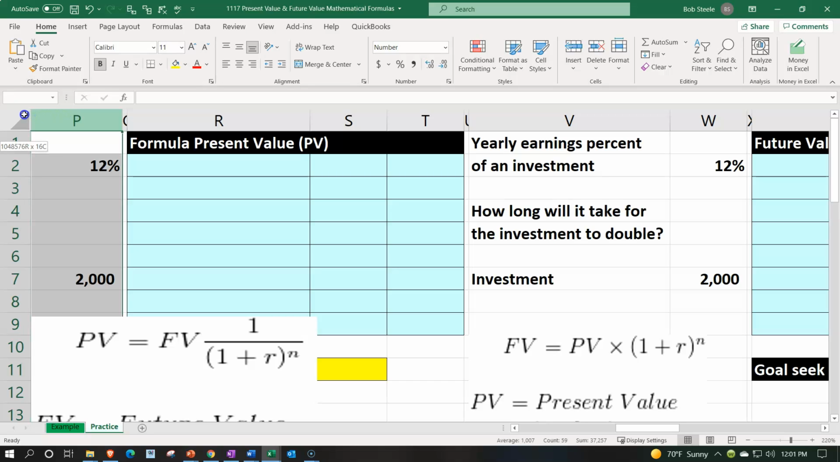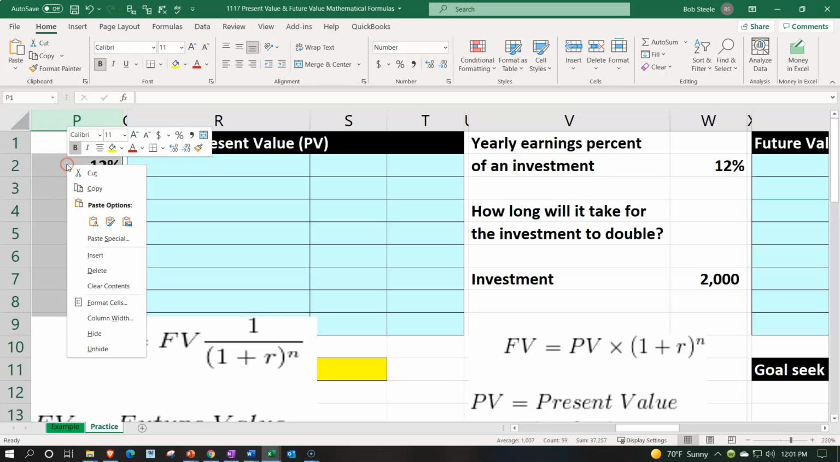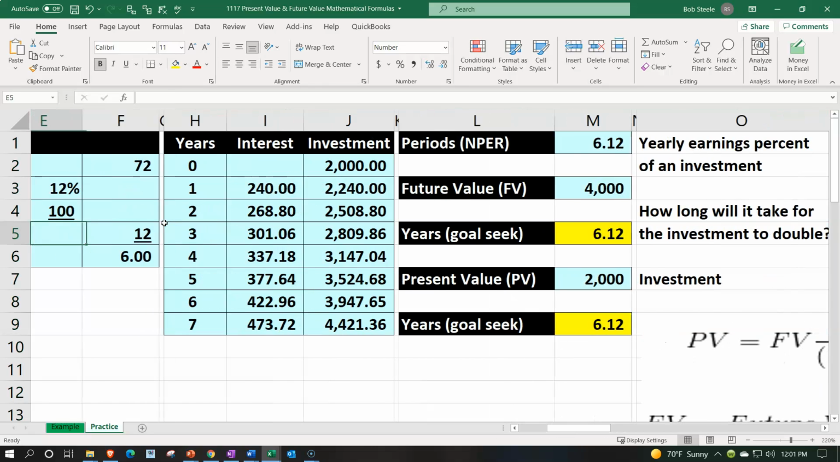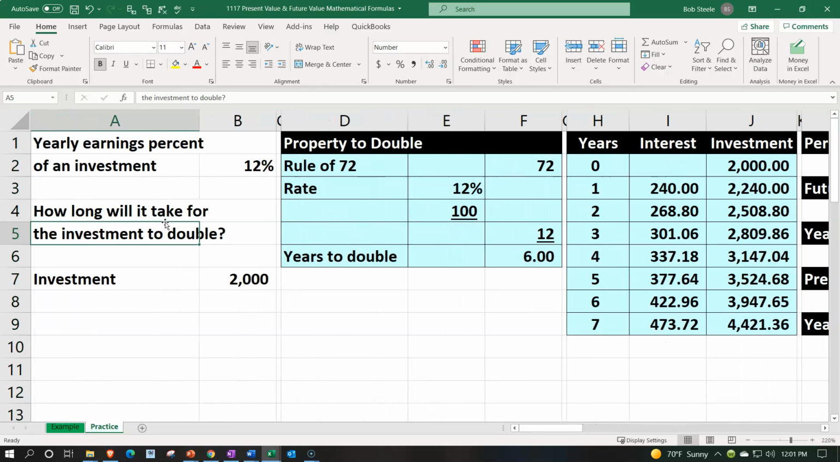It only unhid one column. I want it to unhide all the columns. Right click, unhide. So there, I think it did it. Now I'm going to put my cursor down, go all the way to the left. Here we are in column A, where we have the information.